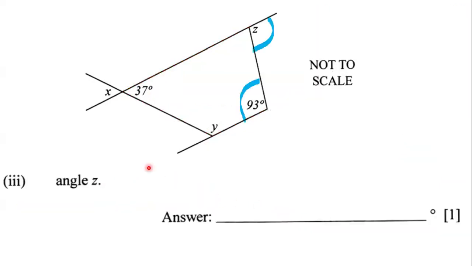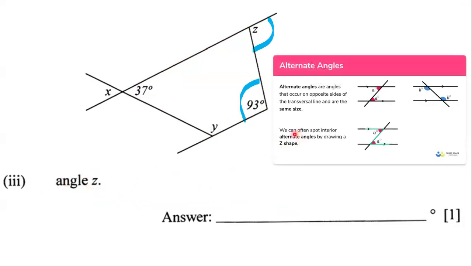Next, our goal is to determine the size of angle z. Here, according to this chart, we can often spot alternate angles by drawing a Z shape. So a Z shape would help us to identify alternate angles. And so we draw our Z shape. And notice that we have angle Z and we have this angle that measures 93 degrees. These angles are alternate angles, angle Z and this angle that measures 93 degrees. They are alternate angles, and alternate angles are equal.